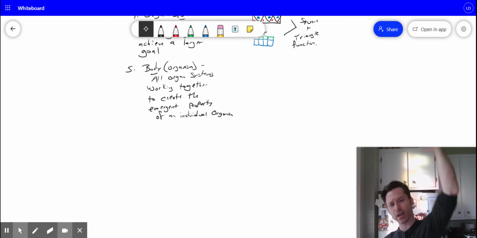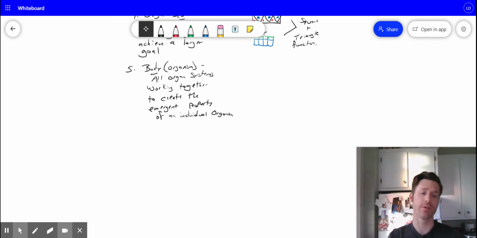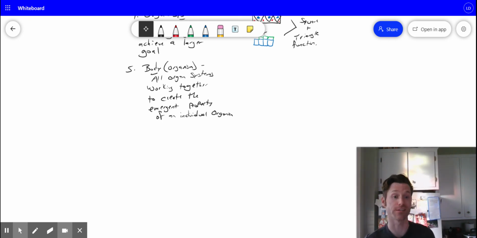Right? You can step back beyond cells and start looking at the molecules and the elements that the cells are composed of, which we will do very soon. But right now we're going to focus on the living stuff.